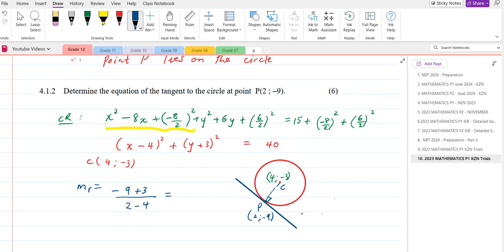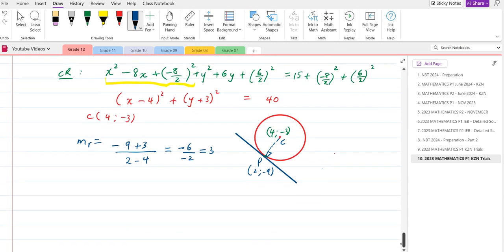2 minus 4, I'm getting an answer which is negative 6 over negative 2, which is equal to 3. Now the gradient of the radius is 3, so the gradient of the tangent is equal to negative 1/3, because a radius is perpendicular to the tangent, right? So remember, when the radius and tangent meet, it is 90 degrees, and that's the reason the radius is perpendicular to the tangent.